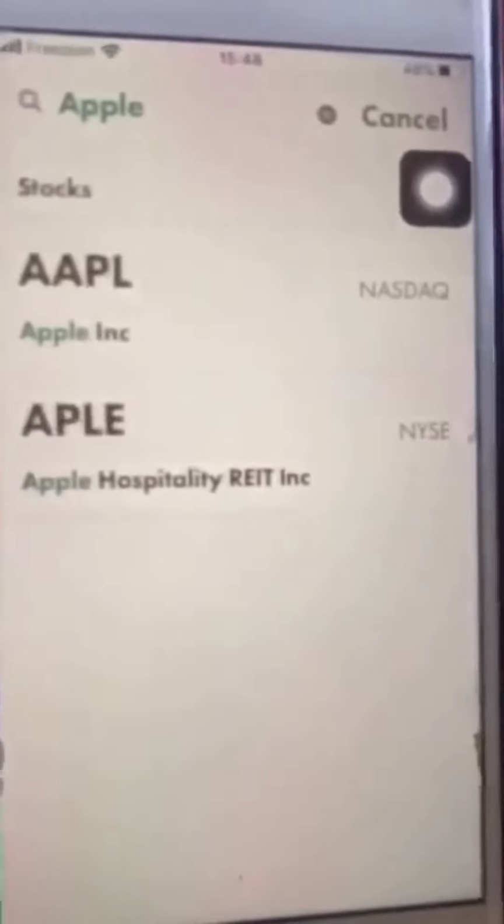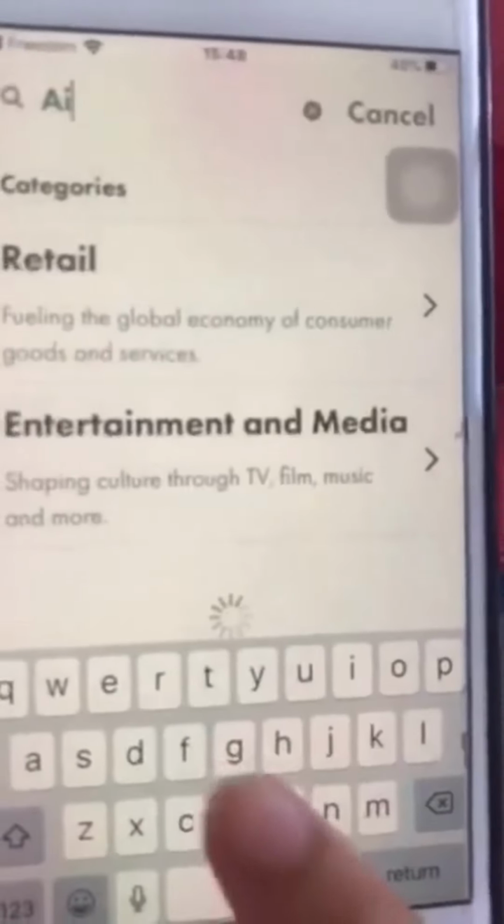Let's say you look at a different example, Air Canada. So we just type in Air Canada.